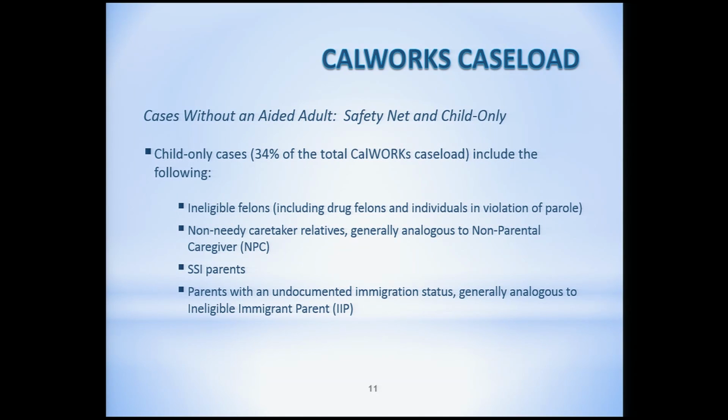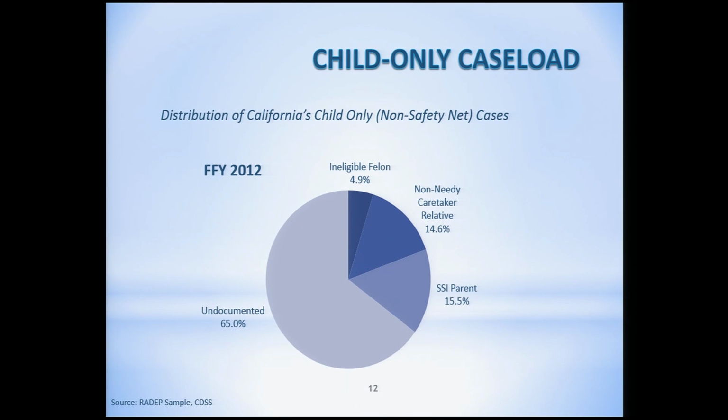Maybe on this slide I can translate a little bit more. This is the clearer definition of what makes up what we call child only. If you went to one of our websites and saw one of our displays where they break the caseload down, it would include ineligible felons. Some of those are drug felons. Some of those are people in violation of parole. It includes what we call the non-needy caretaker relatives, which is analogous to the non-parent caregivers. It would include the SSI parents, and it would include the parents with an undocumented immigration status, which is, again, generally analogous. So that's sort of the translation.